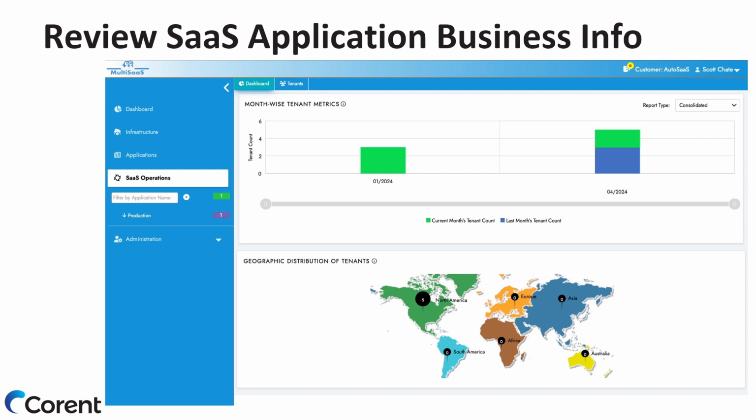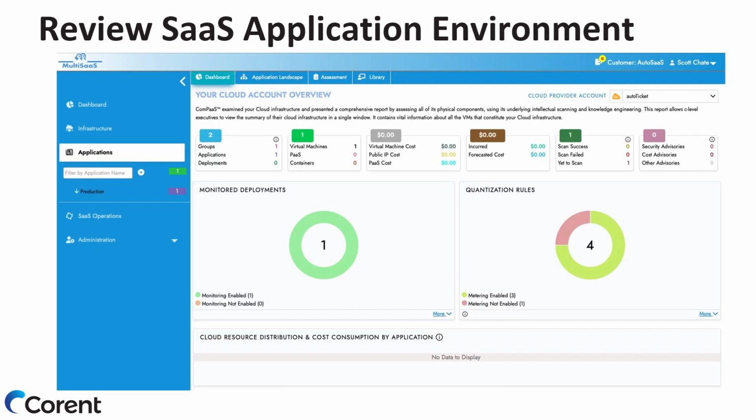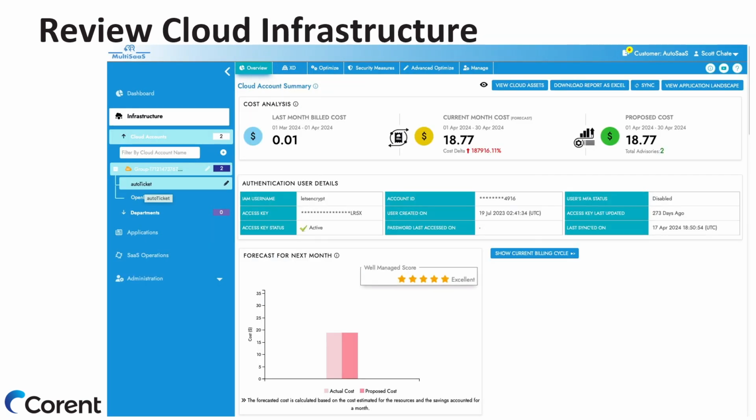You can view your SaaS application business information to see what your tenant metrics are, where your tenants are geographically. You can view your SaaS application environment, your cloud account overview, your monitored deployments, and their quantization rules for your metering, as well as information about your virtual machines and machine cost. You can review your cloud infrastructure, look at some cost analysis, and get some reports on potential savings.